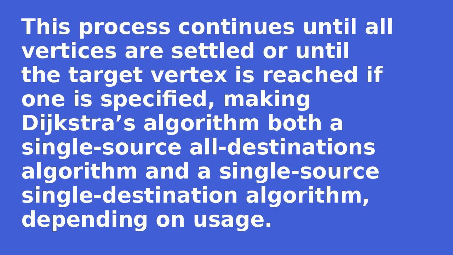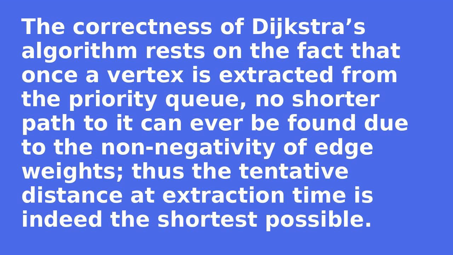Depending on usage, the correctness of Dijkstra's algorithm rests on the fact that once a vertex is extracted from the priority queue, no shorter path to it can ever be found due to the non-negativity of edge weights. Thus, the tentative distance at extraction time is indeed the shortest possible.